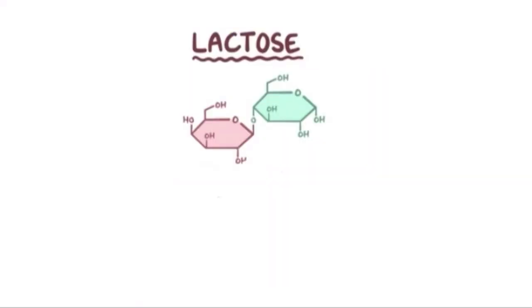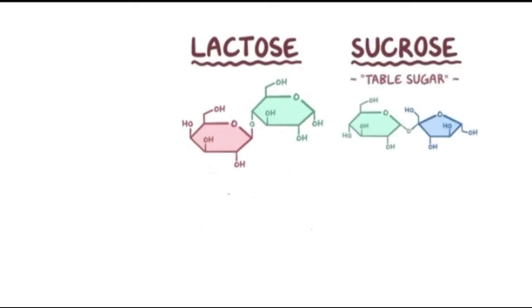So, this is the structure molecule of lactose. Lactose is known as milk sugar. Why? Because it's only found in nature when it links with glucose to form lactose, which is a disaccharide found in the milk of mammals. For example, cow milk, or another example, breast milk.